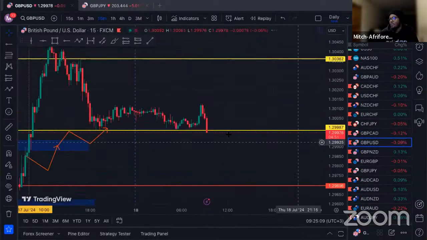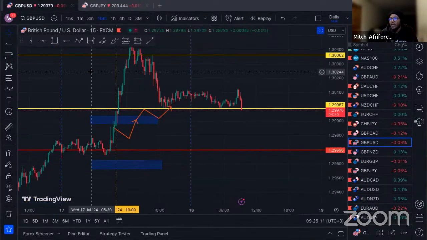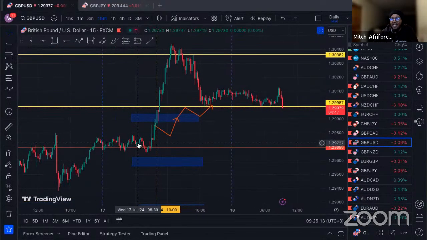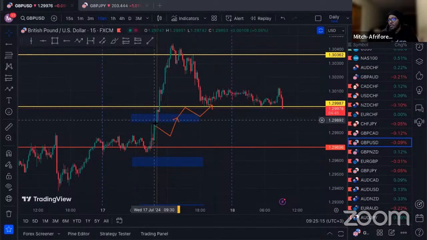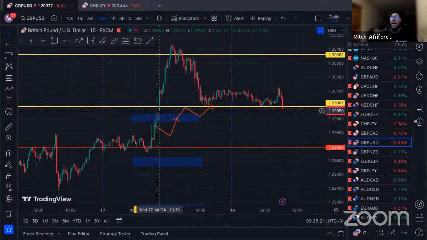As we move on to the next British pound pair, here we have the British pound against the US dollar. Similar situation yesterday. Our bias was to look for buying opportunities. You can see the price was within the seller's area yesterday when we were discussing the market, but you can see the price didn't manage to break and hold above.